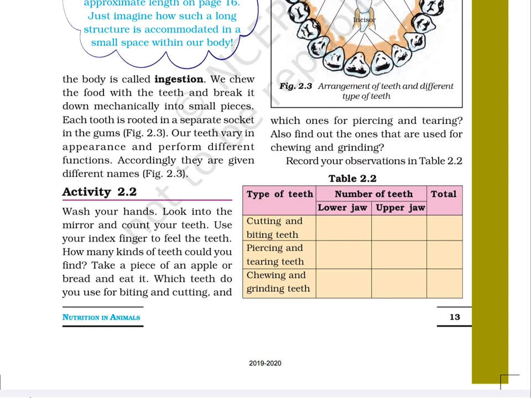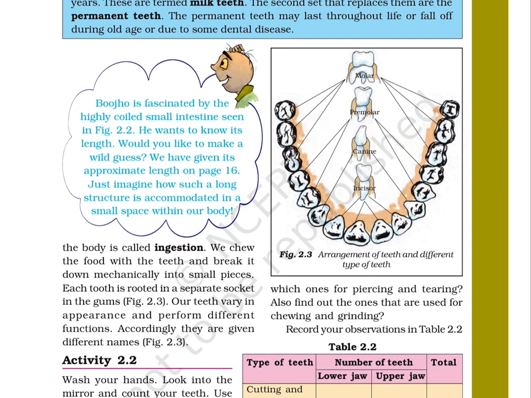Figure 2.3. Arrangement of teeth and different type of teeth. In this diagram, we can observe the types of teeth in upper jaw or lower jaw. In the front, there are 4 incisors. Behind them are 2 canines, one on each side. Further back are 4 premolars, 2 on each side. And at the end are 6 molar teeth, 3 on each side.